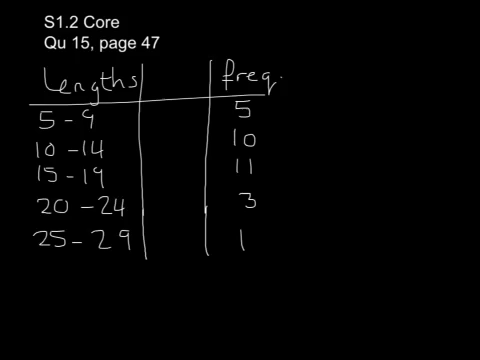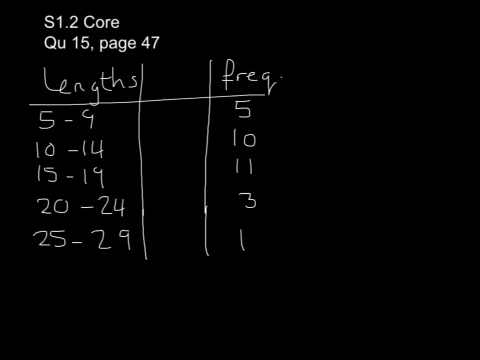What we need to do is copy out our table from the question, but we need to leave a little gap in between the lengths and the frequency. By the time we get to the last row, which is probably the easiest one for us to consider, one person swam between 25 and 29 lengths, but we don't know exactly how many lengths they did swim. Did they swim 25, 26, 27, 28, 29? We don't know. We just know that our tally chart has shown that one person has ticked that particular range.